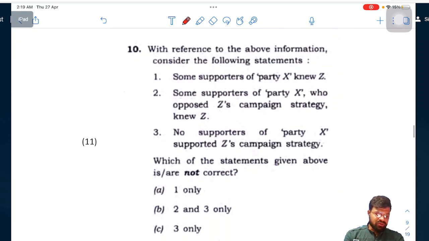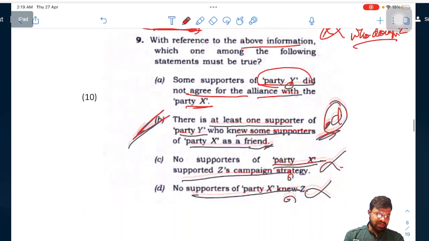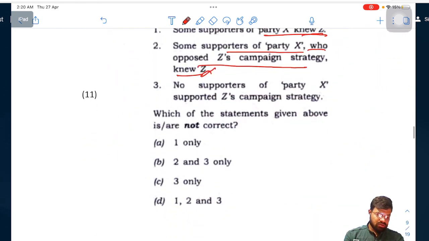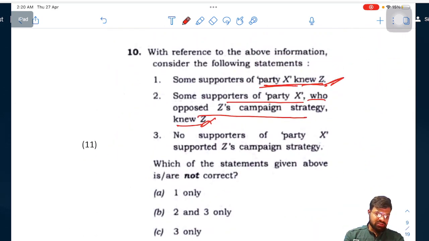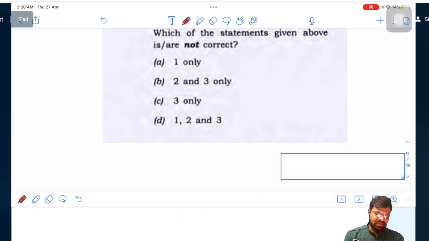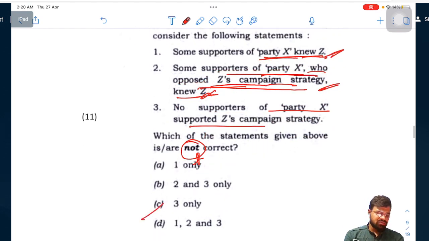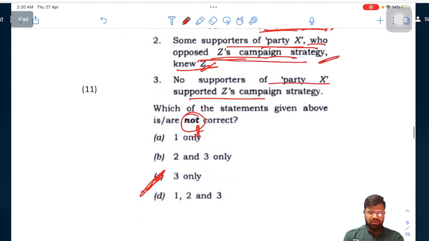Some supporters of Party X knew that. This is again on similar lines. Some supporters of Party X who opposed that campaign strategy knew that. Obviously, this is based on our diagram, so this is correct. No supporters of Party X supported Z's campaign strategy is very extreme and not correct, because obviously some supporters supported Z's campaign strategy. So only three will be the correct answer.